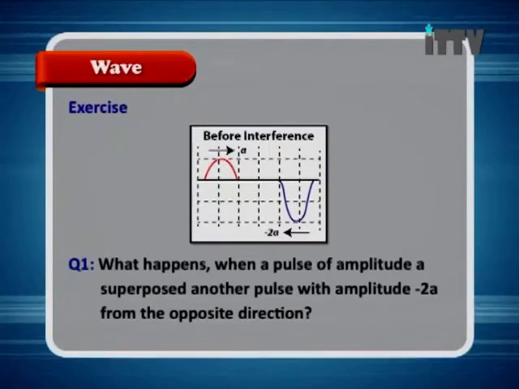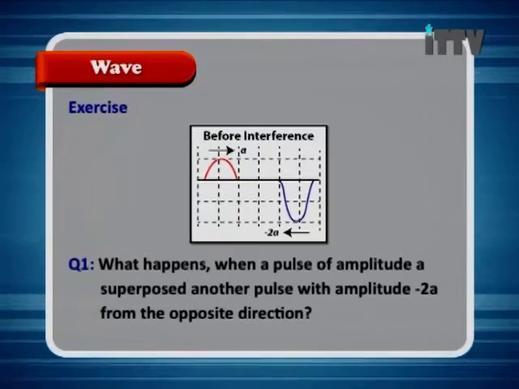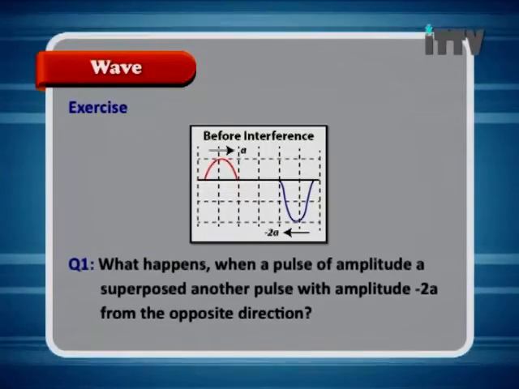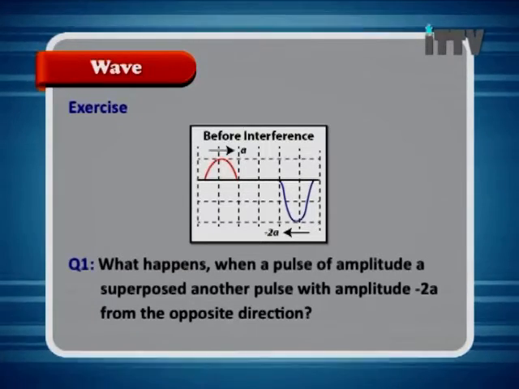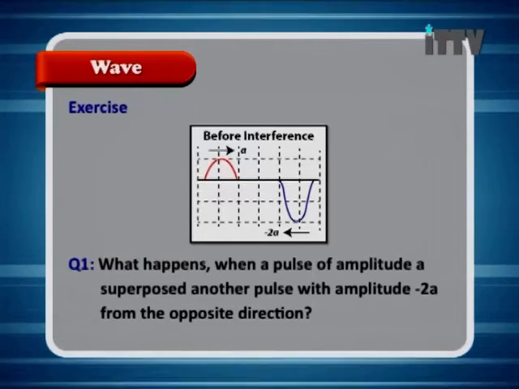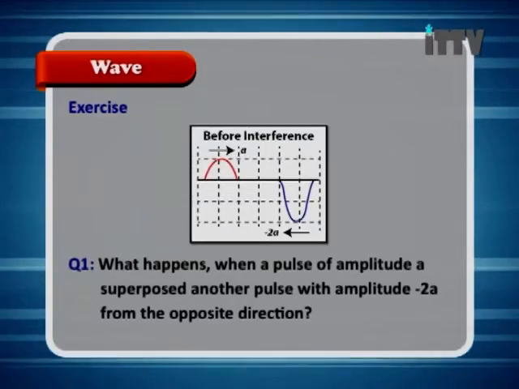Let's try an exercise. In the diagram, we have two waves coming towards each other out of phase. We have a crest and a trough. What happens when a pulse of amplitude A superposed another pulse with amplitude negative 2A from the opposite direction?